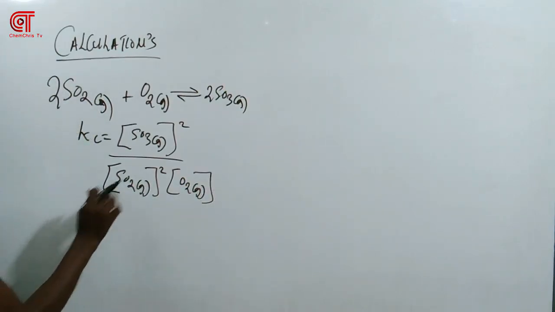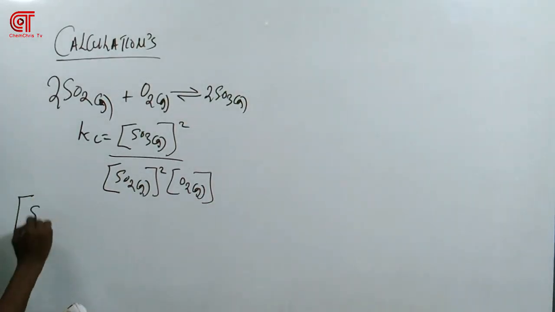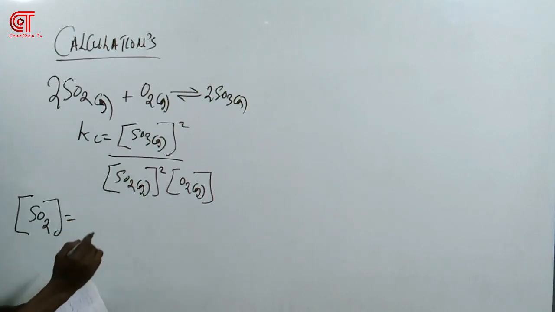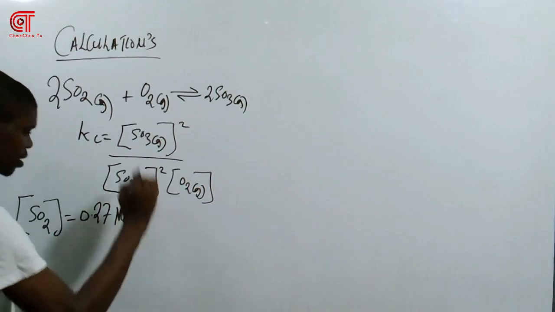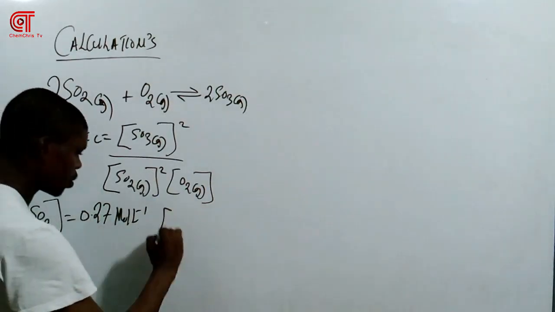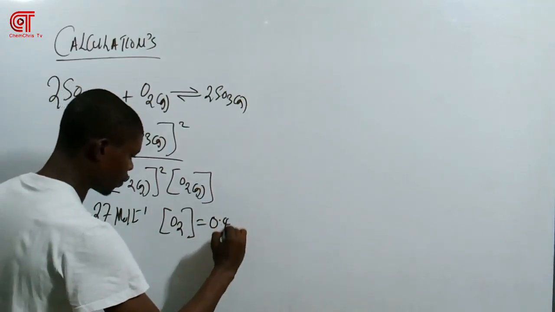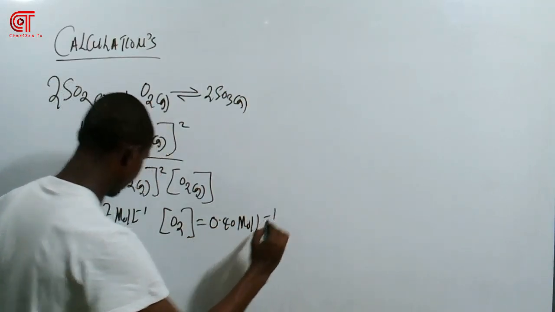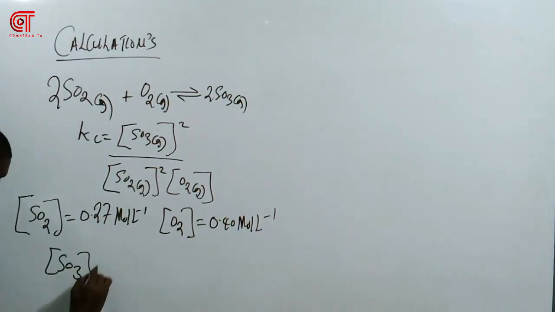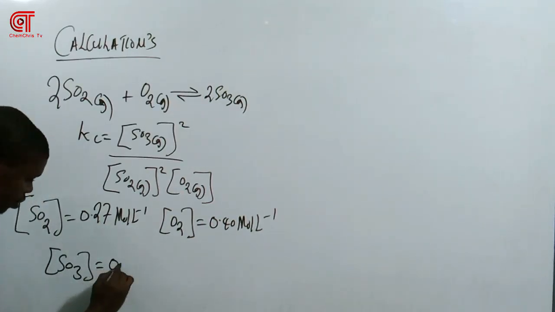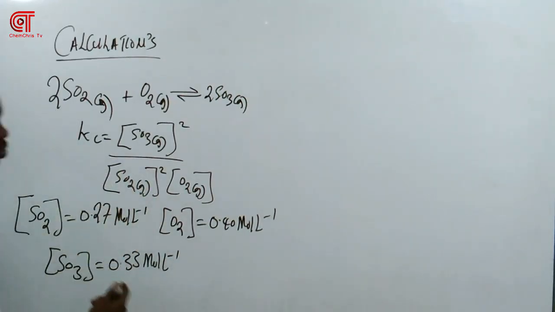Now from the question, each of these values is already given to us. The concentration of SO2 was given to be 0.27 mole per liter, O2 equals 0.40 mole per liter, and SO3 equals 0.33 mole per liter. So what we want to do here is to substitute your values.